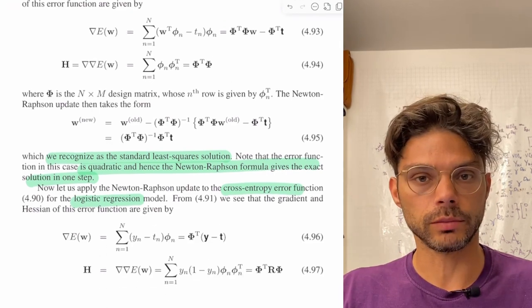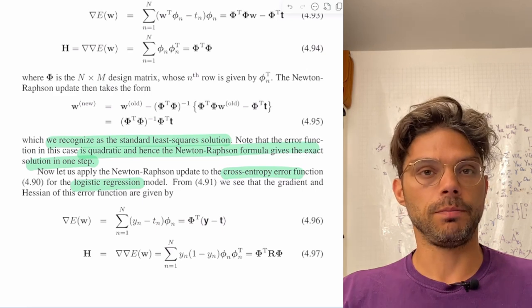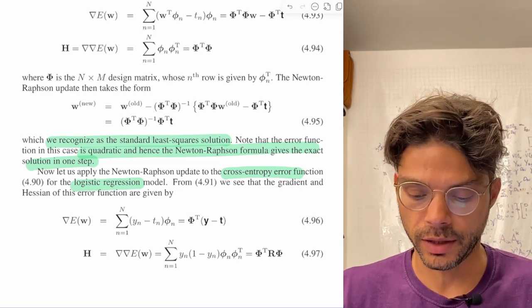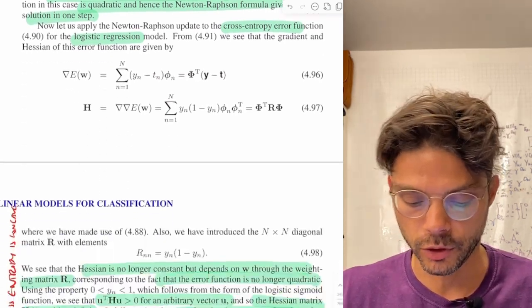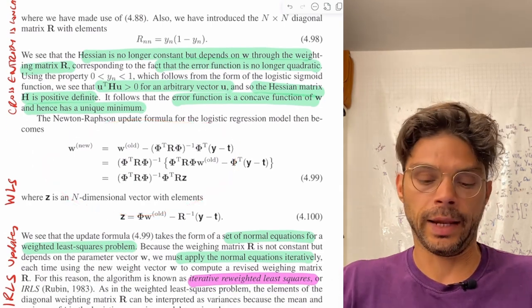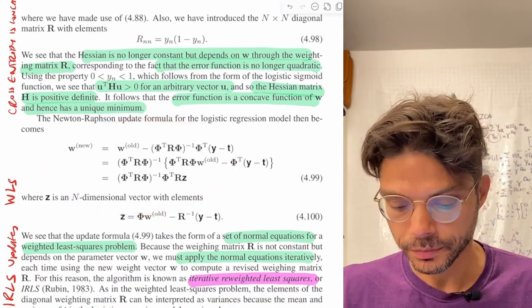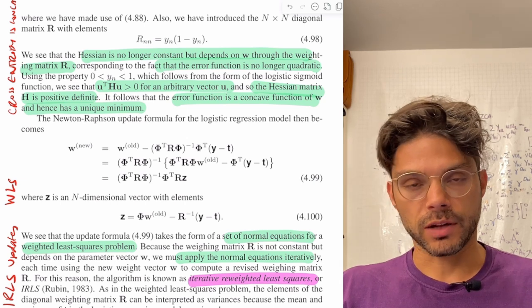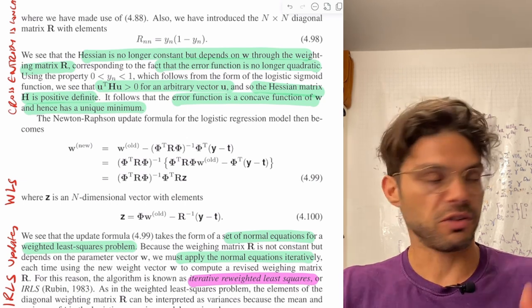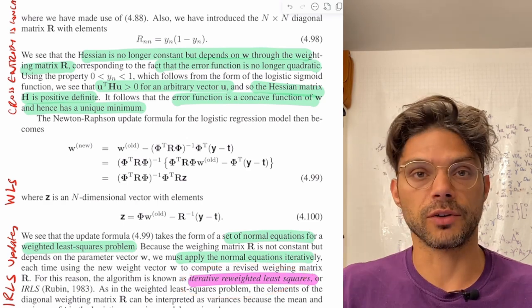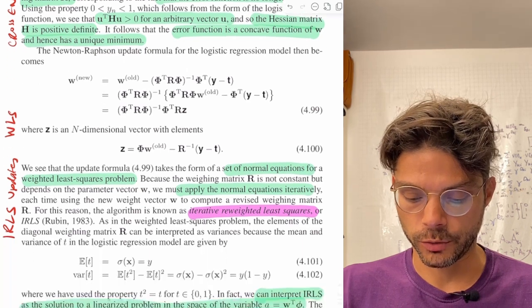But in general, that won't be the case. So we'll just see what the updates look like when that's not the case. We'll find the updates for logistic regression, and we'll get this expression out, and well, that's the answer. And because the curvature is changing with our loss function, it's not always the same quadratic. We just apply this update over and over again, and we arrive at this iteratively reweighted least squares algorithm, which is the focus of the section.